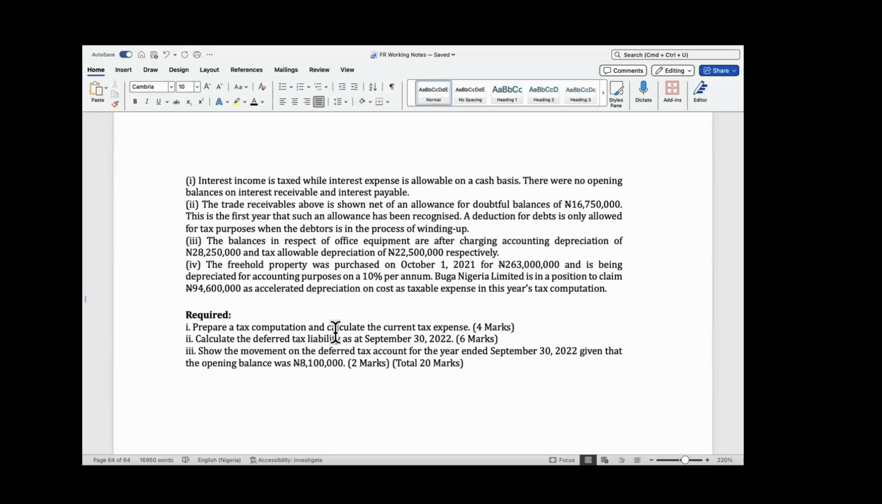Prepare a tax computation and calculate the current tax expense. Calculate the deferred tax liability as of September 30th, 2022. Show the movement on the deferred tax account for the year ended September 30th, 2022, given that the opening balance was 8.1 million.